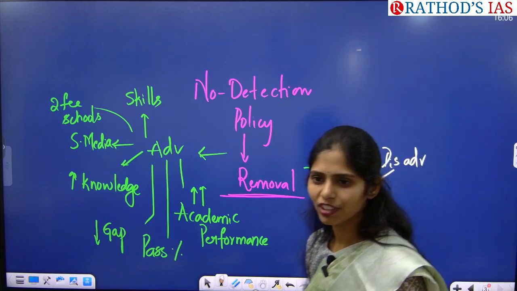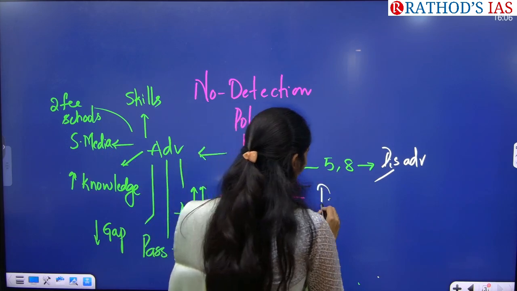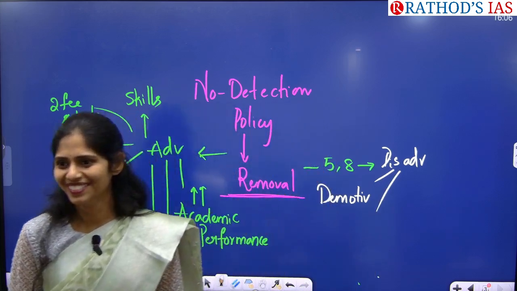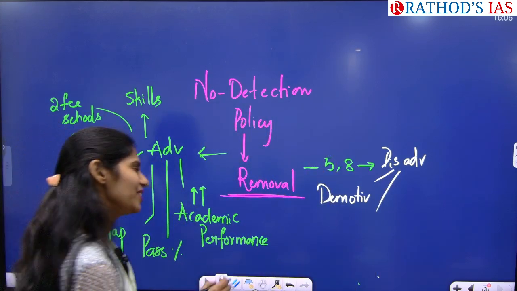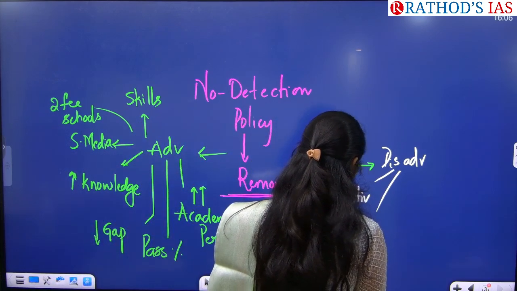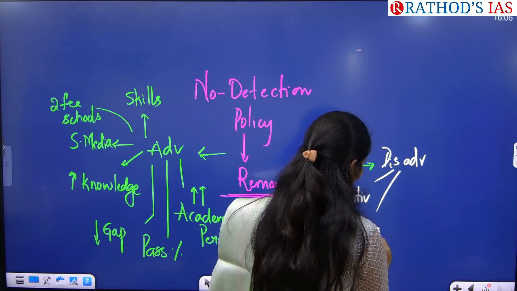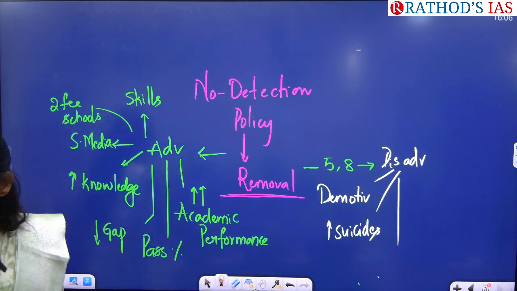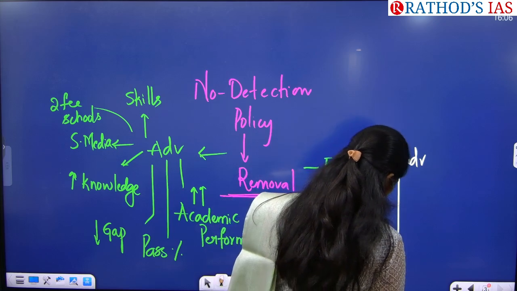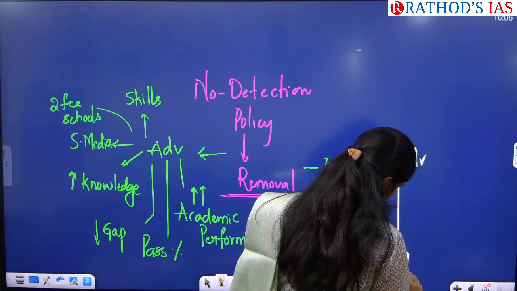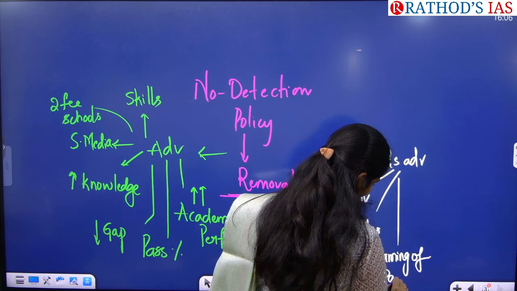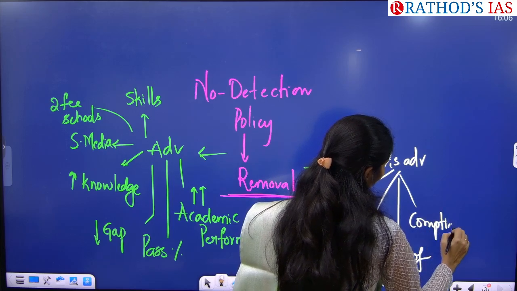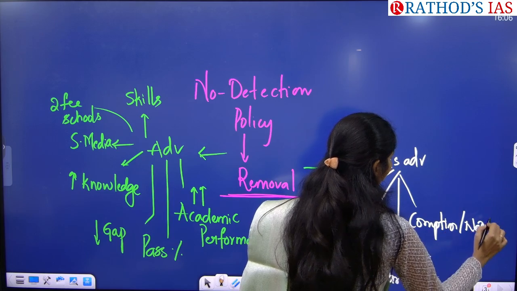Okay, it will demotivate the children. Next, what about parents? Where is the school? Yeah, suicides can increase. Very good. Next, what about parents? Naming and shaming of parents will happen in society. Okay. Next. Corruption at the school level. Okay. Nepotism, red tapeism, favoritism.